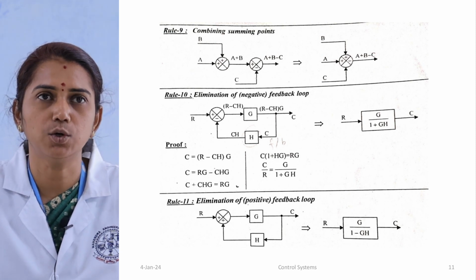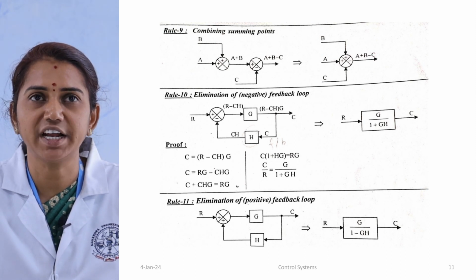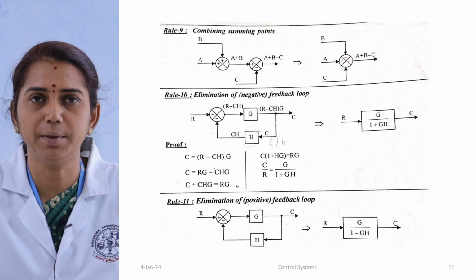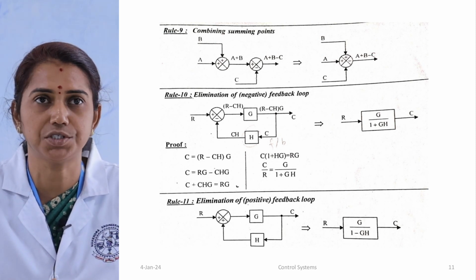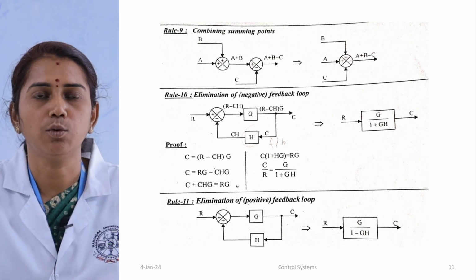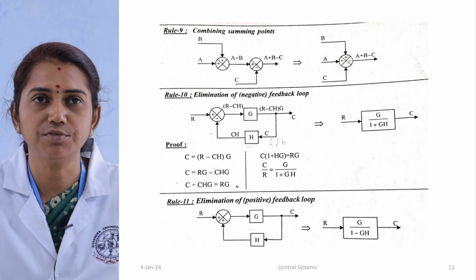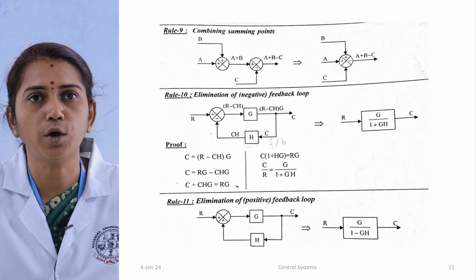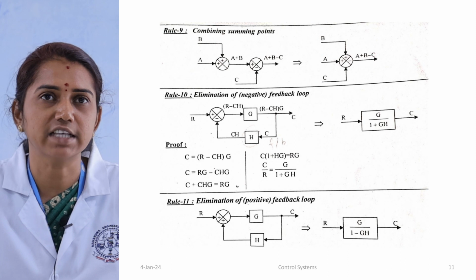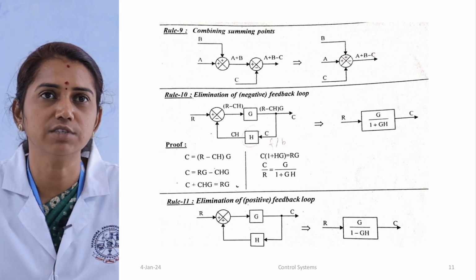Next, rule number 10, elimination of negative feedback loop. Here we assume a feedback value, and the feedback is H. We have one input, a summing point, one block, a feedback and an output. The input is given as R, the block is G, and the feedback is H. The input is given to the block with the help of the summing point.